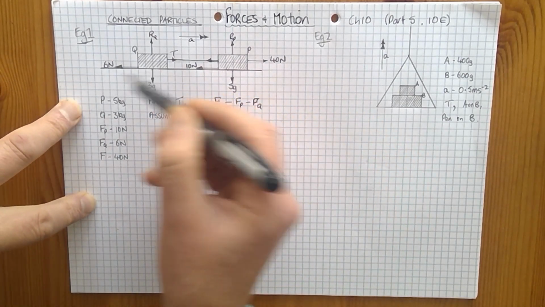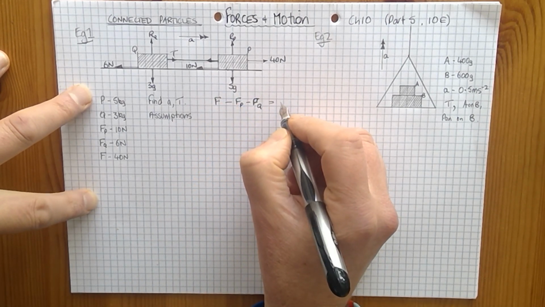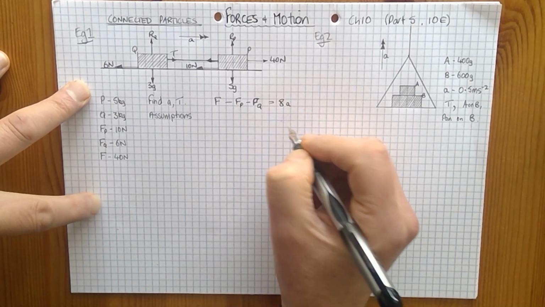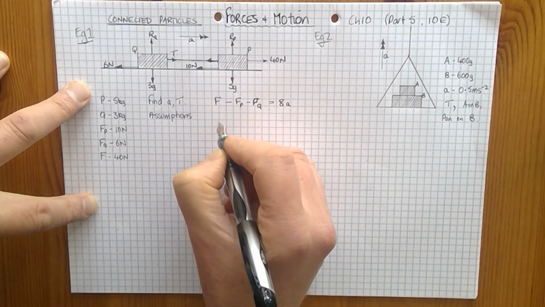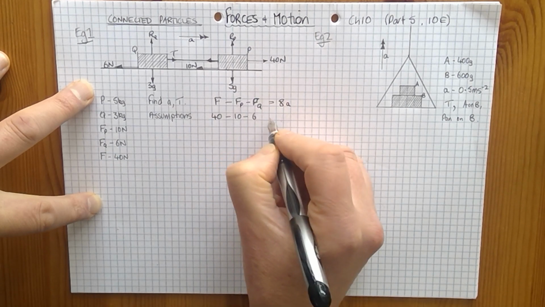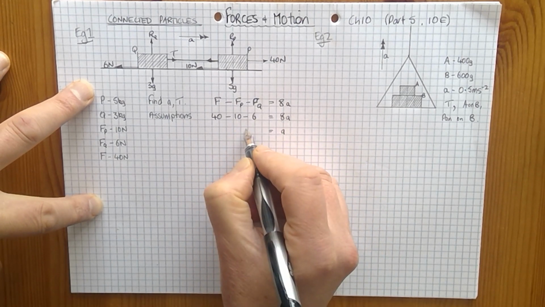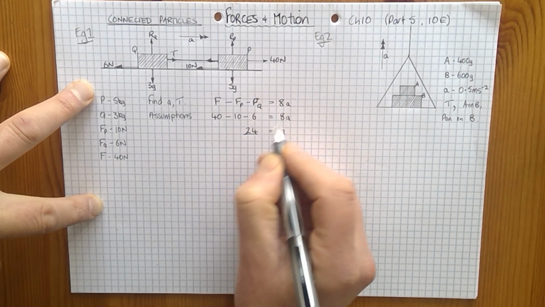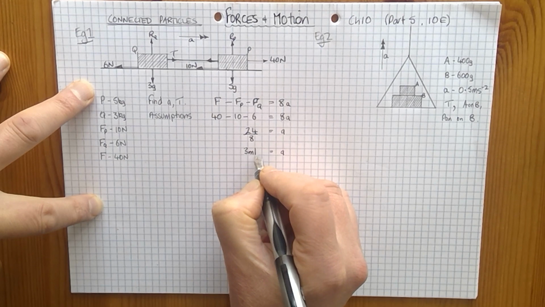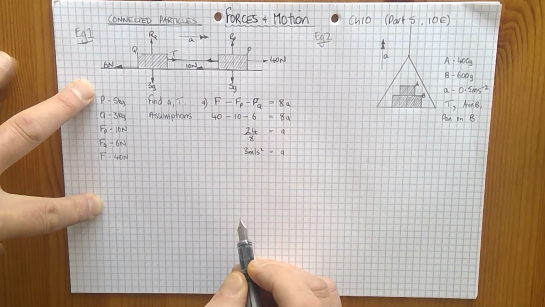One force to the right, two forces to the left. So that's my resultant force. And that has to equal the total mass, 8 kilograms, multiplied by the acceleration. So let's put some numbers in. 40 take away 10 take away 6 equals 8a. Acceleration is therefore 24 divided by the 8. So it's accelerating at 3 meters per second squared. So that's finding a.